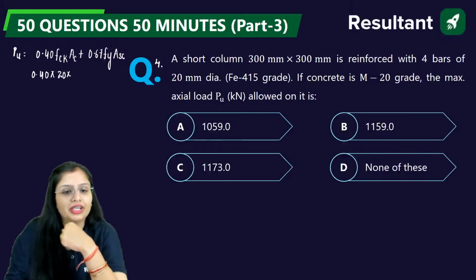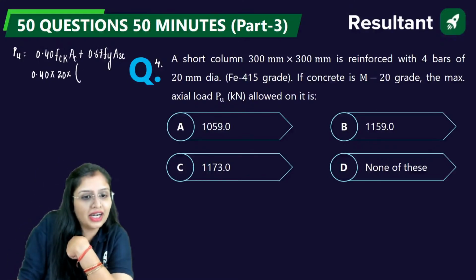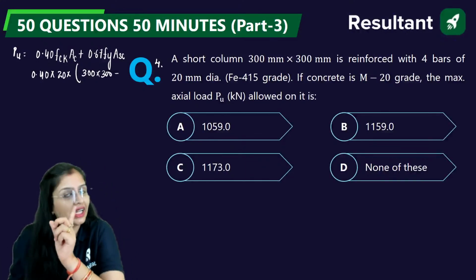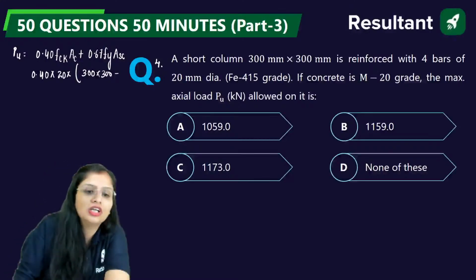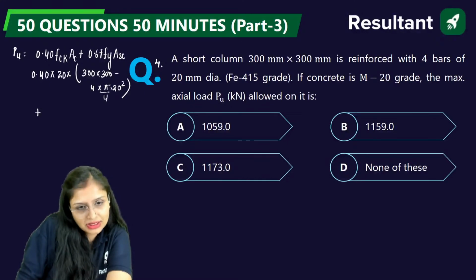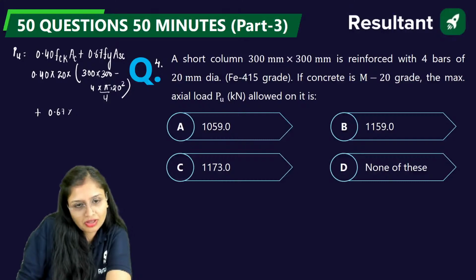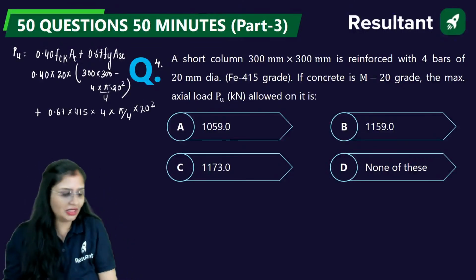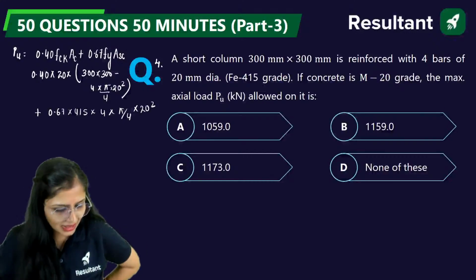Area of concrete. Okay, gross area is how much? 300 into 300. From this, you will subtract the area of the steel. How much? 4 bars are there and each bar is of 20 mm dia. So 4 into pi by 4, 20 square, plus 0.67, 415, and the area of steel. You will get the answer in Newton, divide by 1000 and get the answer in kilonewton. As simple as that. Come on, do that.